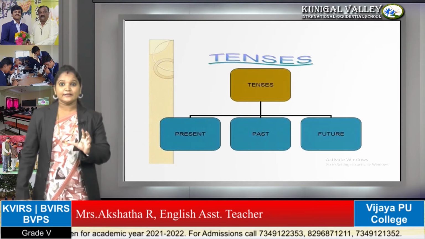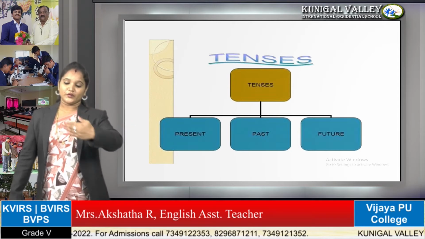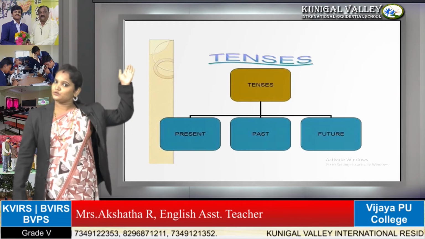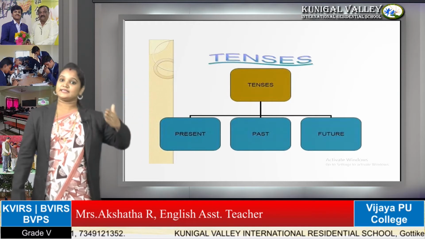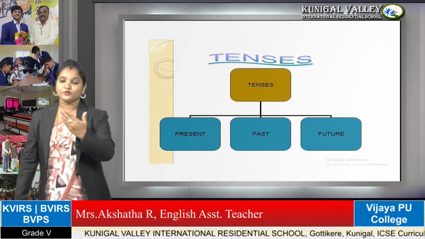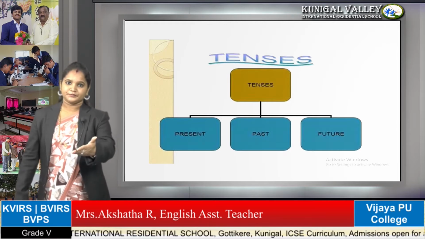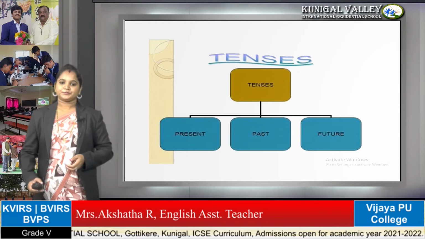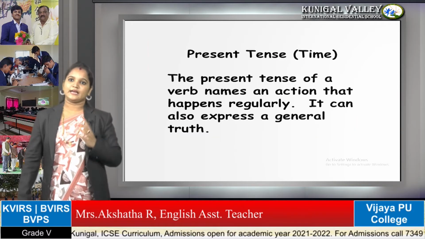The word itself says present: what is going on now, right now, this moment, this is called present tense. Past tense is past time, the actions or the events which have already taken place. That is called past tense. And future means yet to come: the action or the event going to happen, that is called future tense. So if you give the definition for all the tenses, it comes here.